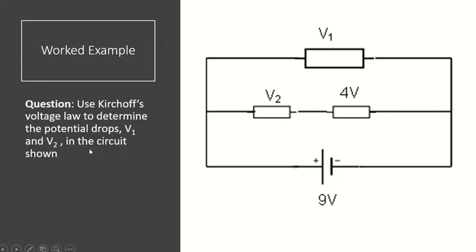You just need to be able to use it. So using Kirchhoff's voltage law, determine the potential difference drops, V1 and V2, in the circuit shown. This battery is supplying 9 volts, so in this top loop we have 9 volts, and in this loop here we also have 9 volts. So if there's 9 volts through the whole thing and there's a 4 volt drop across this component, then across this one there's going to be 5 volts, because 5 plus 4 is 9.